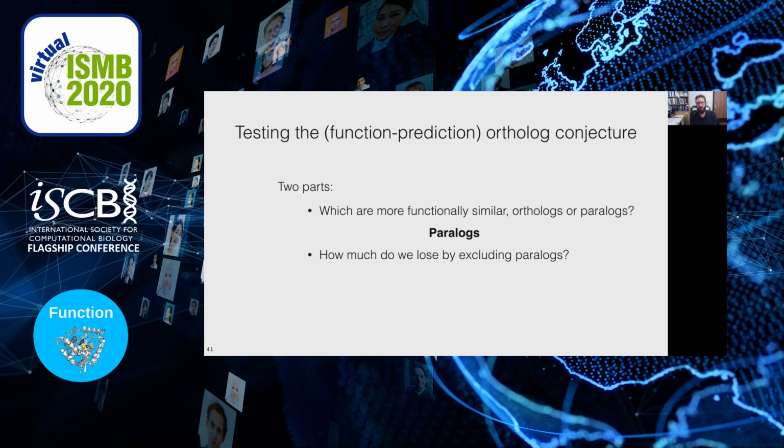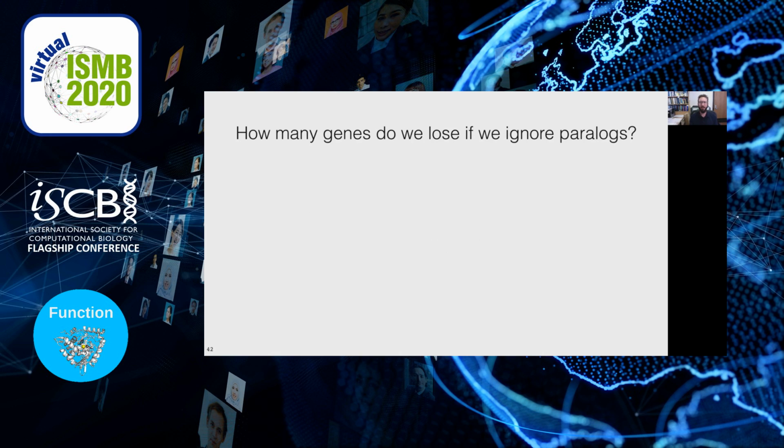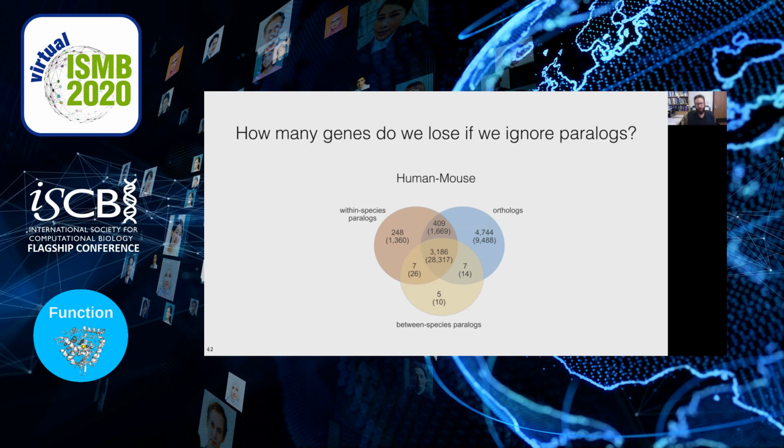So how much do we lose by excluding the paralogs? Even if paralogs are better, maybe there are just many fewer of them and they're more distantly related, and so they don't affect our predictions a lot. So we can quantify this. First, we can quantify how many genes we lose. So here are all of the gene families, those are the top numbers, and the number of genes within them, and the types of categories they fall into.